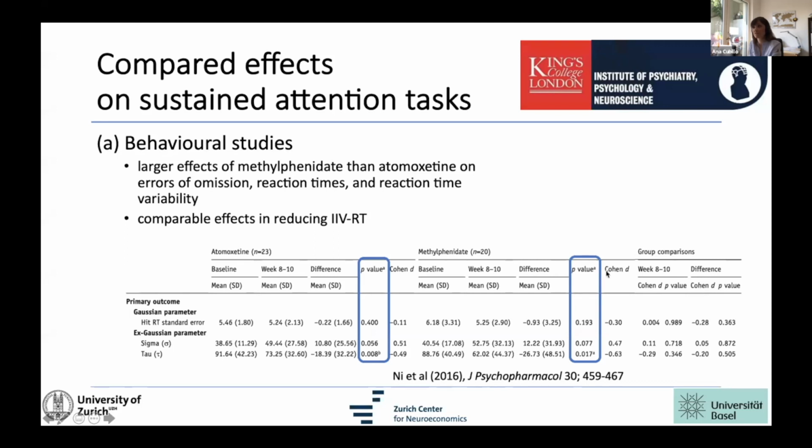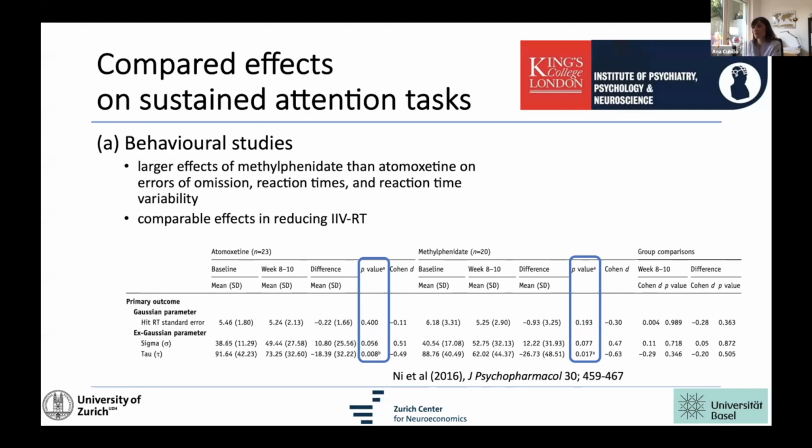In this case, they recruited adults with ADHD and they performed a between-group comparison, where adults received 8 to 10 weeks of treatment with either methylphenidate or atomoxetine, again titrated to the optimal doses for each participant. And they performed a sustained attention task before and after the treatment.